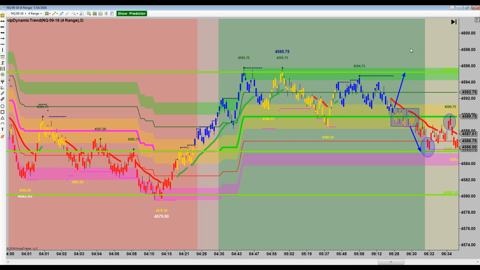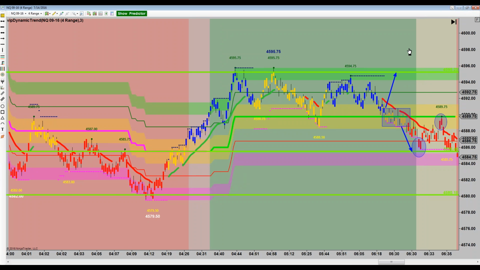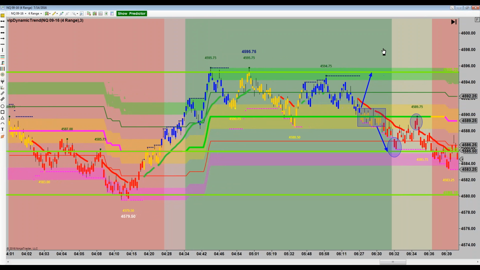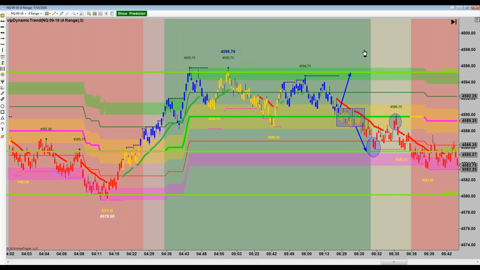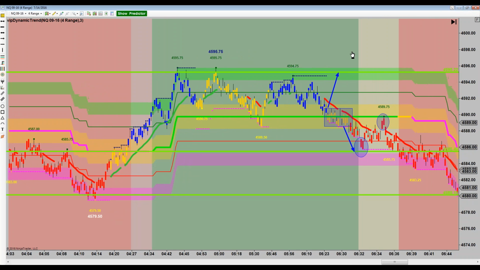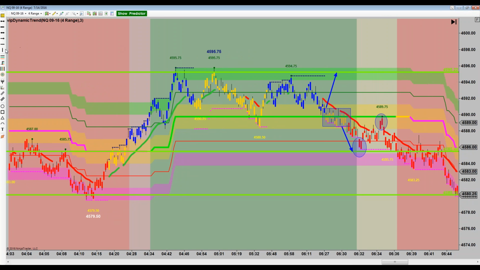Comes down, checks the scalp target, checks that first level support at the scalp target, starts to break it, breaking it, checking back, coming all the way down to where? Where is it right now? Where is it sitting right now?